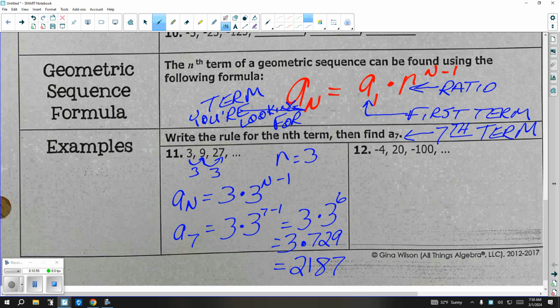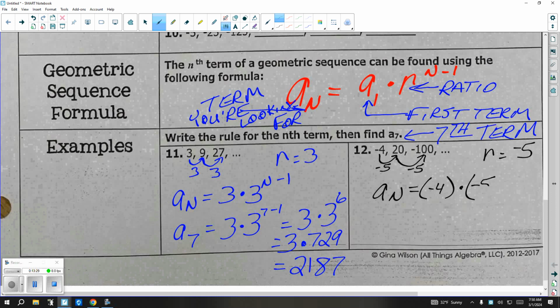All right, let's try another one. Hopefully this one's better than that one because that was terrible. What do I multiply to get here? Oh yeah, -5. What do I multiply to get here? Oh yeah, -5. So R is -5. What's the first term? So A sub n is the first term, -4, in parentheses, times R, which is -5, in parentheses, to the n minus 1.